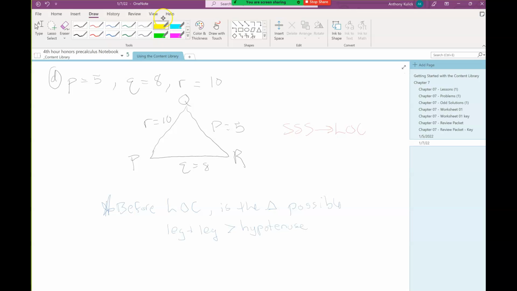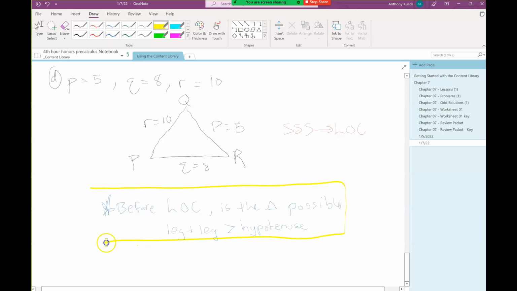How do I know which one is the hypotenuse, Mr. Kulik? It's the biggest one, guys. Every year somebody asks me that, and I'm like, it's the biggest one, dude. And they're like, oh, yeah, okay. So 13 is bigger than 10, so we're good. Triangle is possible. Okay? If R was 15, no triangle is possible. You guys get it? Okay.